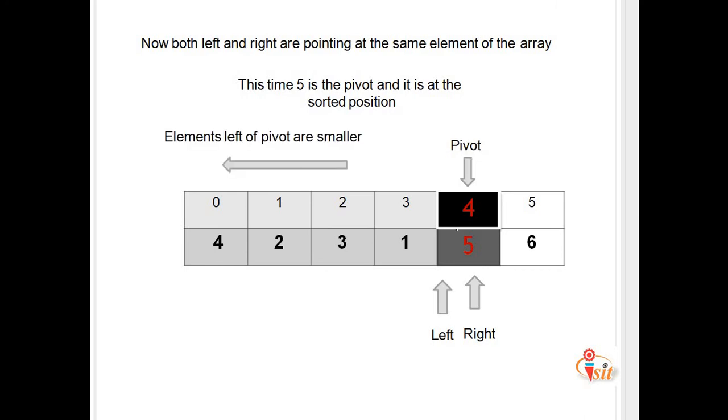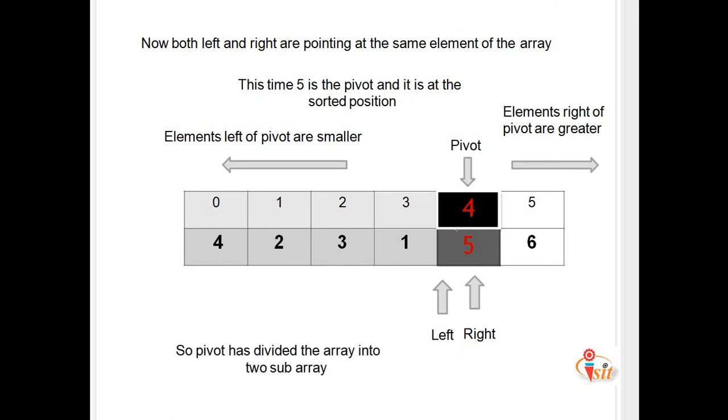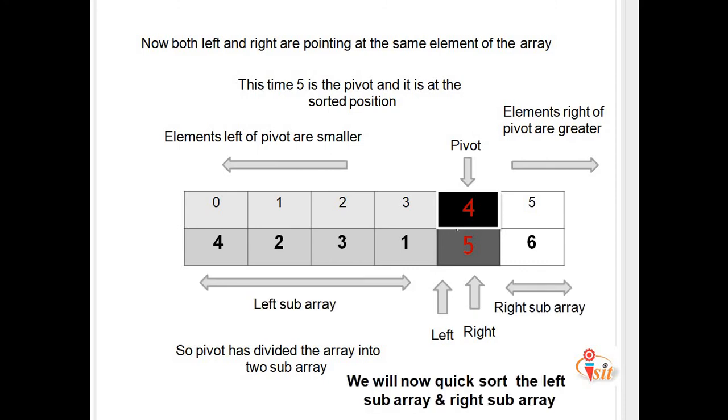Now the elements on the left are smaller than the pivot, so it means that 4, 2, 3, 1 are smaller than the pivot, that is 5, and the elements to the right of the pivot are greater than the pivot, like 6, it is greater than the pivot. So the pivot has divided the array into two sub-arrays, that is the left sub-array as well as the right sub-array. So now we are going to apply quick sort onto the left sub-array and right sub-array.